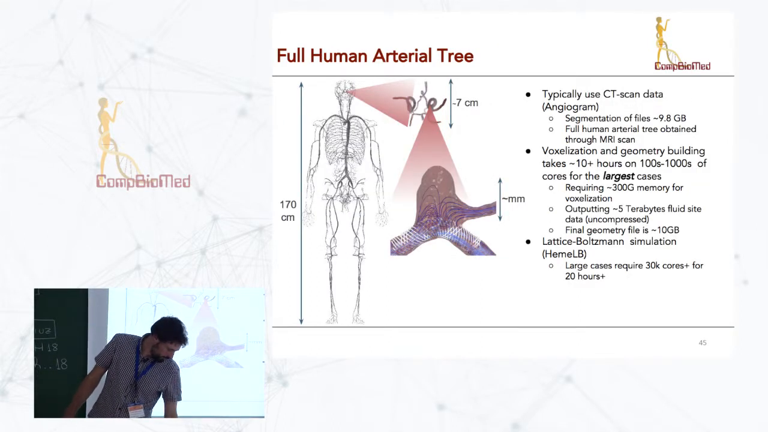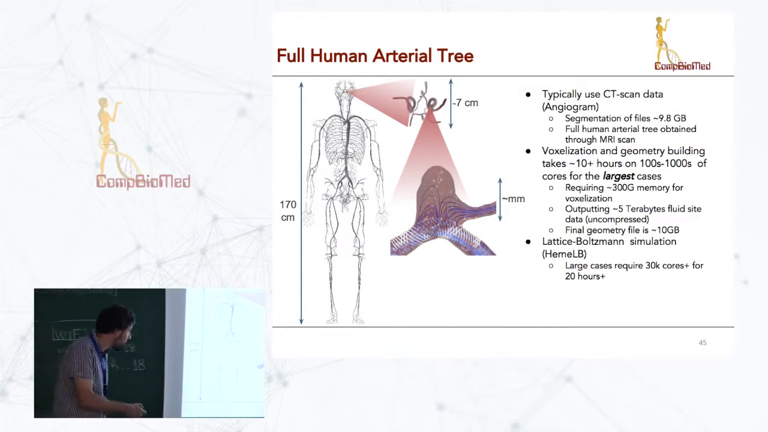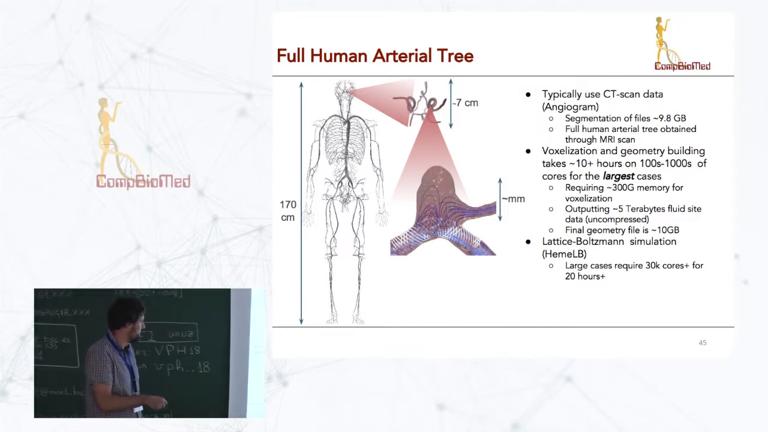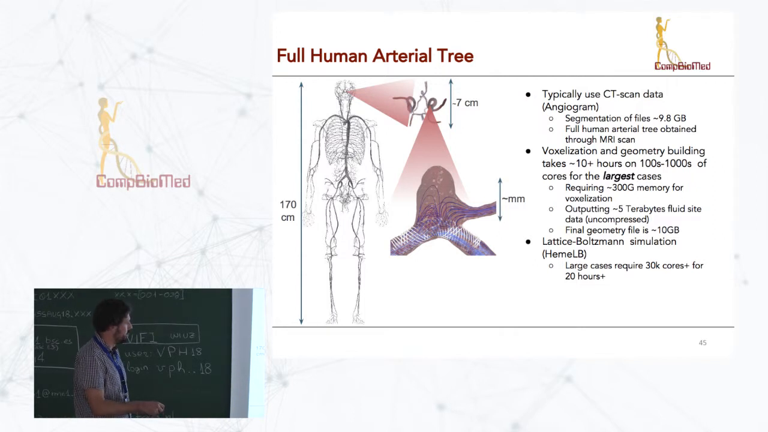This is my final slide. This is the thing we're working towards. This is an MRI scan of the full human arterial tree. These are some of the pictures I've shown so far. This is, say, an aneurysm on the order of millimeters. The circle of Willis, which was about 7 centimeters. And then the full human, which is, say, 170 centimeters tall. At least this patient was.